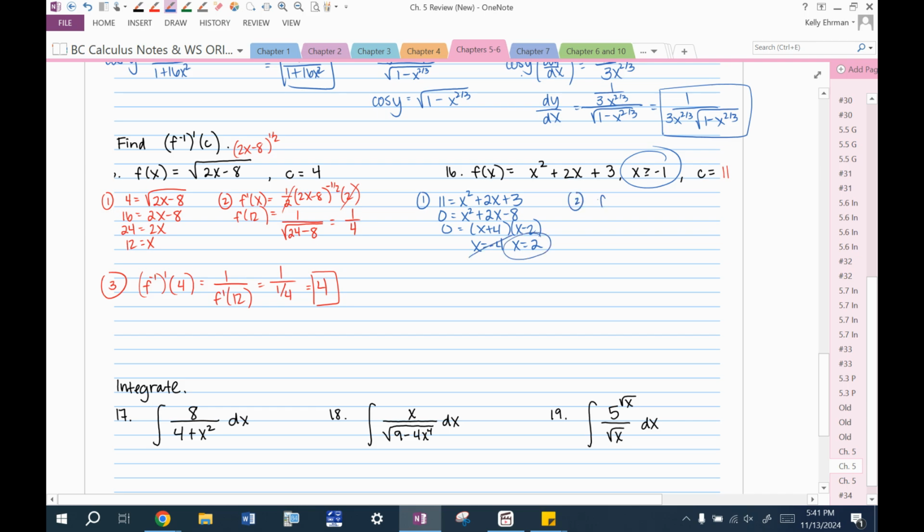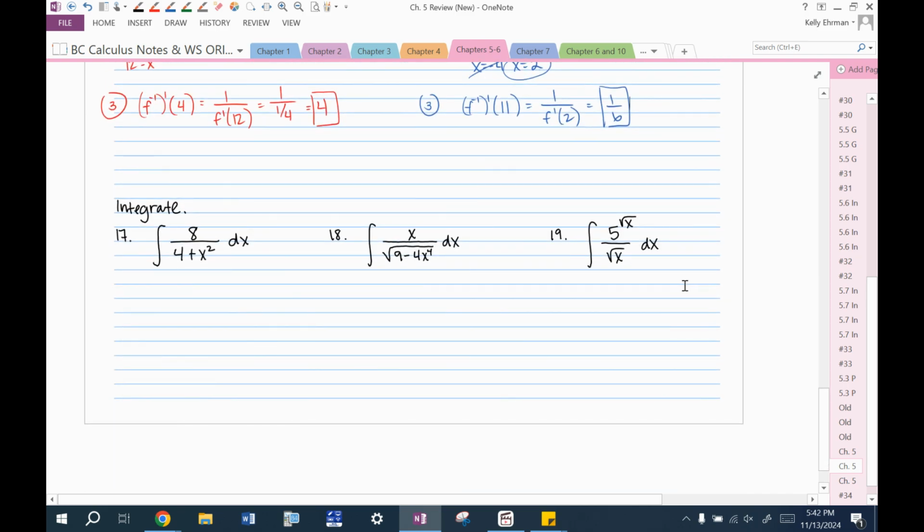So step 2 is to find f prime of x and then evaluate it at 2. So that's 2x plus 2. F prime of 2 is equal to 6, right? 2 times 2 plus 2, yep, 6. And step 3 is to say f inverse prime of 11 is equal to 1 over f prime of 2, which is 1 over 6.